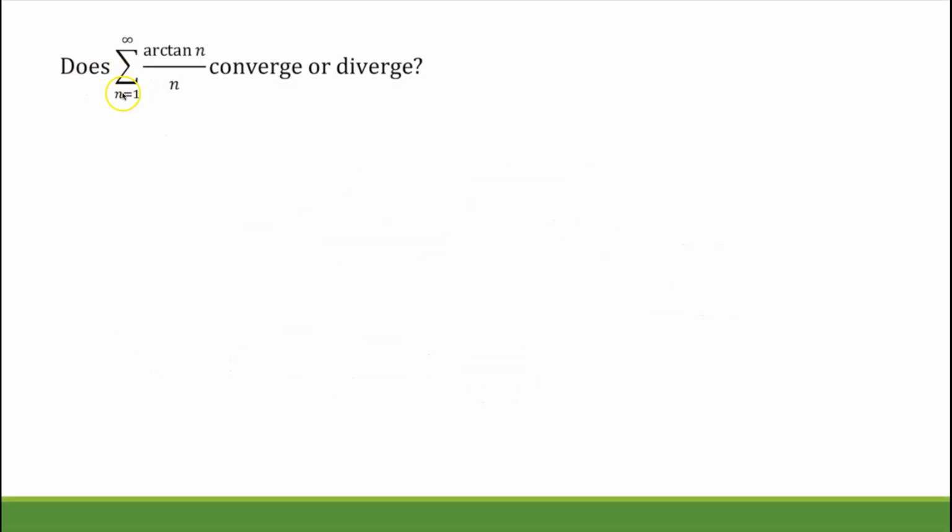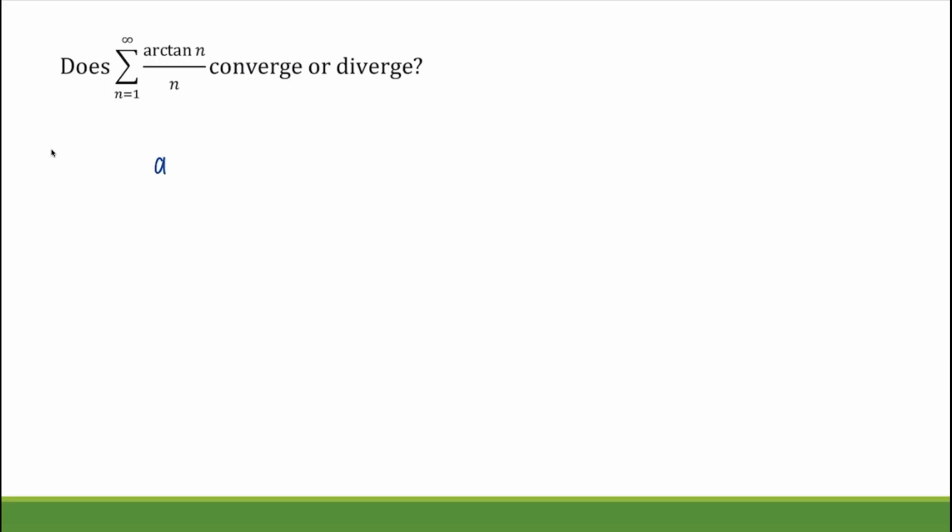Here we want to determine whether the sum of n equals 1 to infinity of arctangent n over n converges or diverges. All right, so let's attempt to use the direct comparison test. We want to probably try to compare it to 1 over n somehow. And so let's start to think though about what we know about arctangent regarding an inequality.